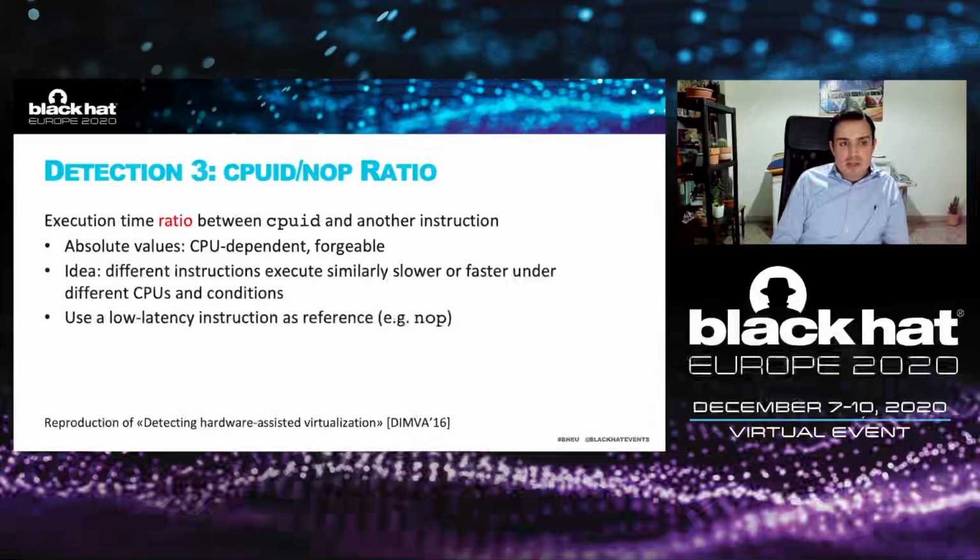The first detection is to, instead of checking the absolute execution time for CPUID, make a comparison. We run CPUID in a loop, and then we run another instruction in a loop. We make different measurements, and we compare the execution time ratio. Because the absolute times can change between different architectures and can be forged, but the ratio is more reliable. And you can compare CPUID to some low latency instruction. We use NOP, just like the others.